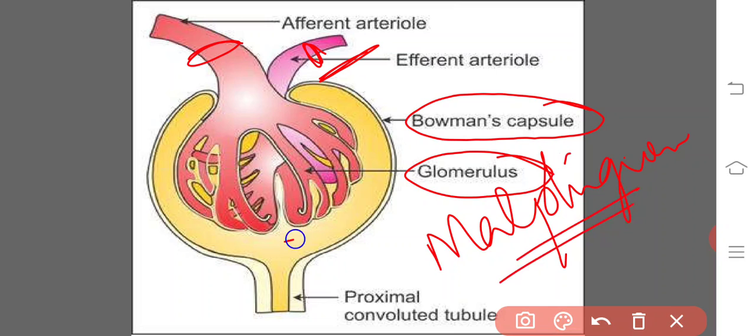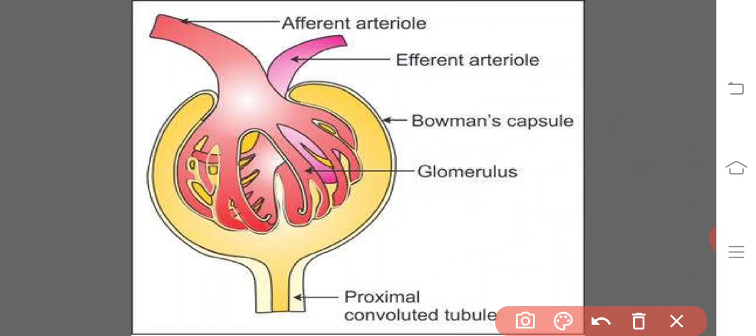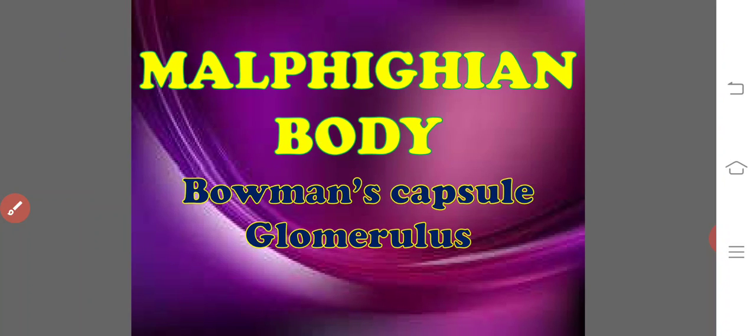Bowman's capsule and the glomerulus are in close contact. So the blood in glomerular capillaries and the fluid in the lumen of the Bowman's capsule are separated by a very thin barrier, that is nothing but the squamous epithelium of the Bowman's capsule and the endothelium of the blood capillaries of the glomerulus, that makes the ultrafiltration of the blood. So that plays an important role in the urine formation, we have to remember. This is all about the first portion, that is the Malphigian body.